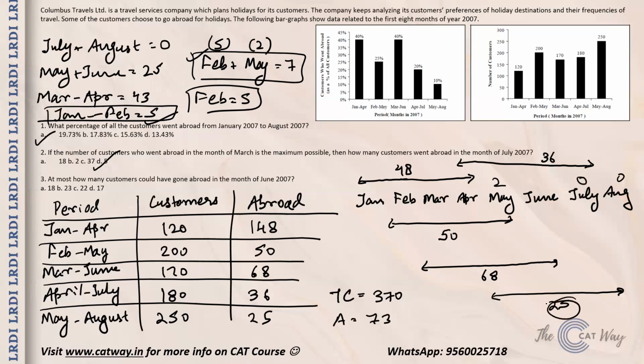So out of these 25, 0, 0 and 2 is gone. Remaining left is 23, and that will entirely be for June. So the maximum number of people who can go abroad in the month of June would be equal to 23. That is, option number B will be the right answer. So with this, the set is complete. It was a pretty difficult set, guys, and I hope you have understood the set well. Thanks for watching the video.